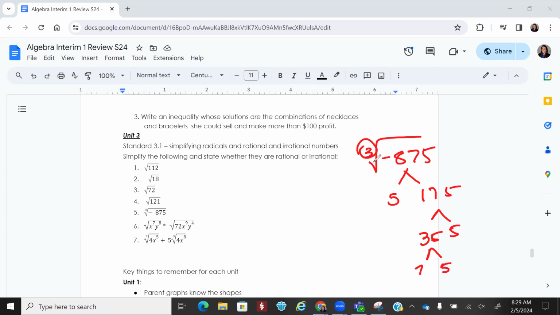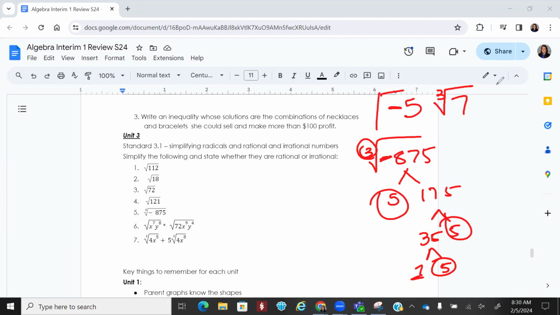Now, we see that it's a cube, so we're looking for a group of 3, and so we're going to pull out that 5, and we're left over with that 7. Now, we started off with a negative. If you have a cubed root with a negative, we're going to pull that negative out to the front. If you have a square root, it's going to give you an error. Okay, so here's our final answer.